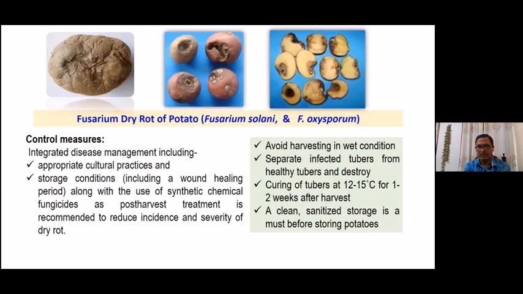Separate the infected tubers. That means sorting out the bad ones before storage and destroying them is another point. And curing is also important, because curing can heal the injured areas, bruised areas or split areas. A clean, sanitized storeroom is important. The storeroom needs to be clean and sanitized before storing the potatoes. This can help to eliminate Fusarium dry rot of potato.